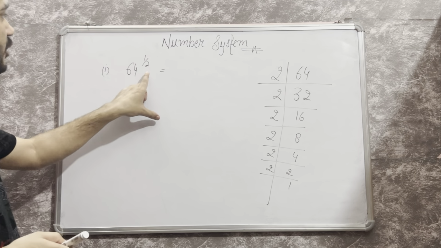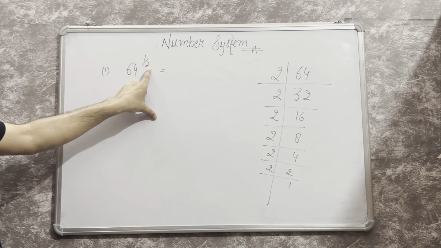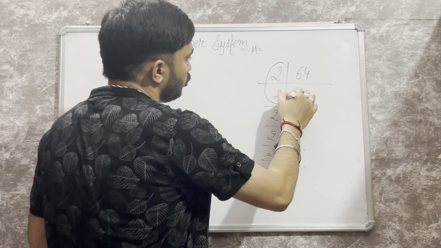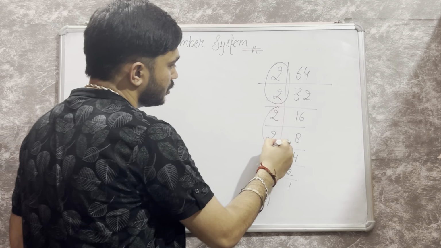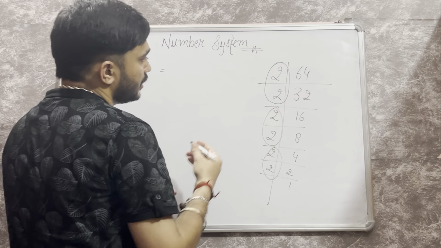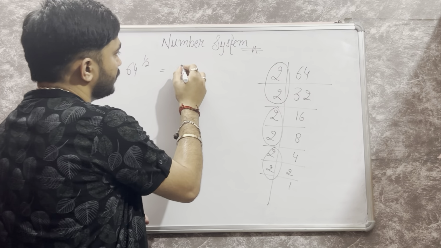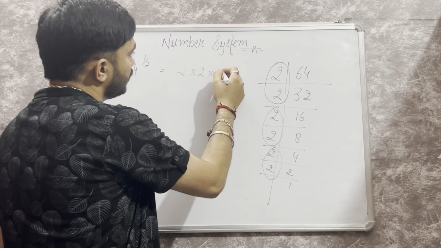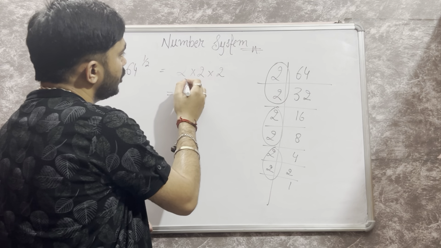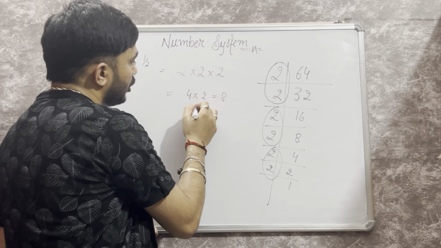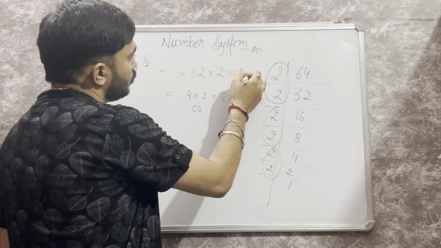Now look at the denominator of the power, that is 2. Since 2 is written in the denominator of the power, you are going to pair two numbers, two numbers, two numbers, and take one number from each pair, that is 2, 2, 2. You will get the answer 2 into 2 into 2, that is 4 into 2 is equal to 8, or you can also write it as 2 raised to power 3.